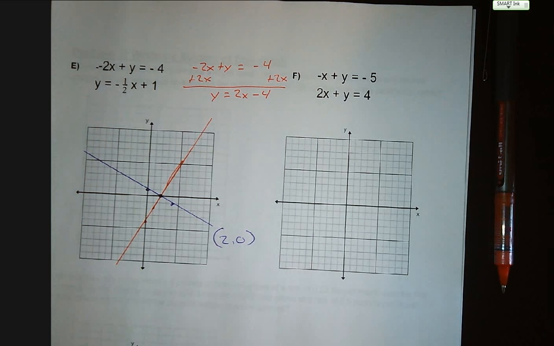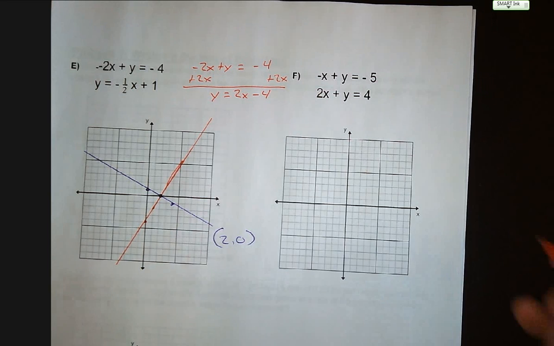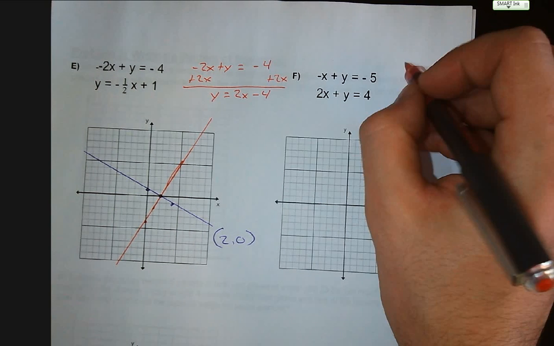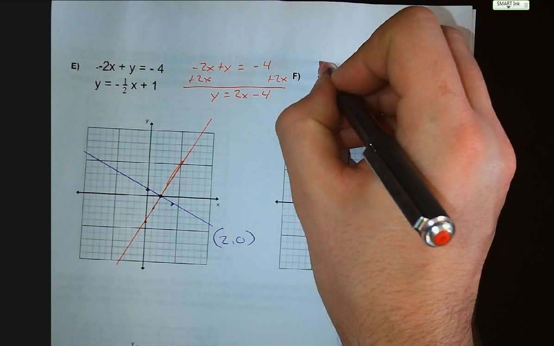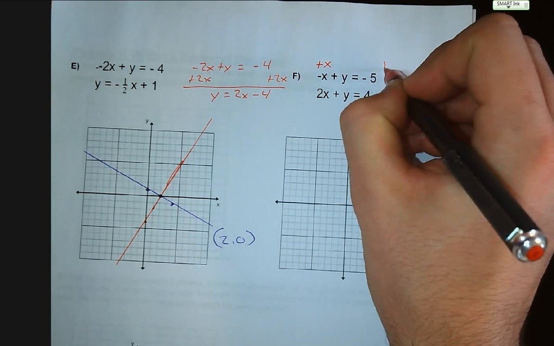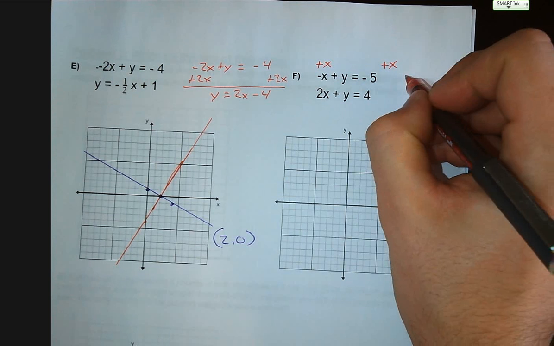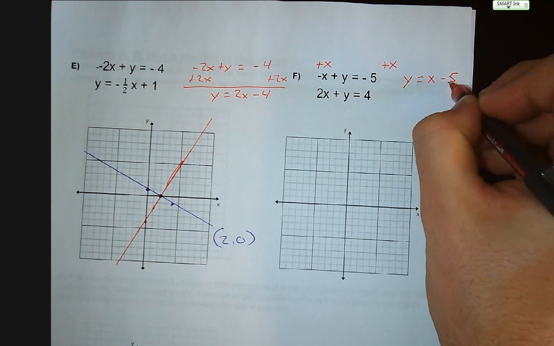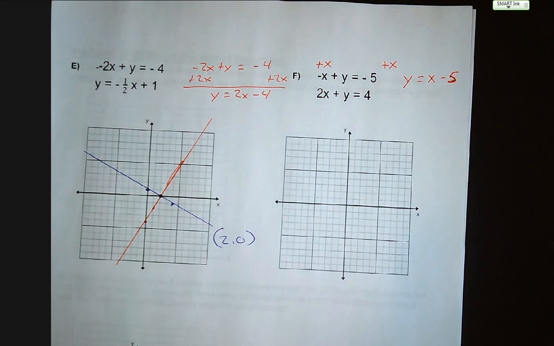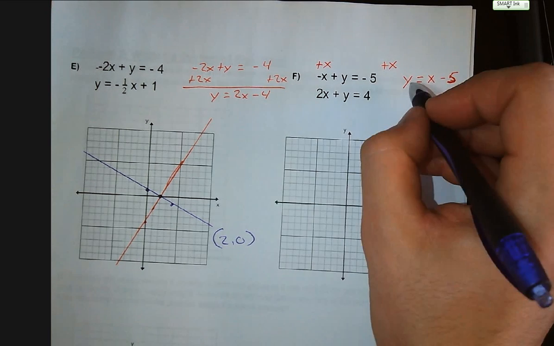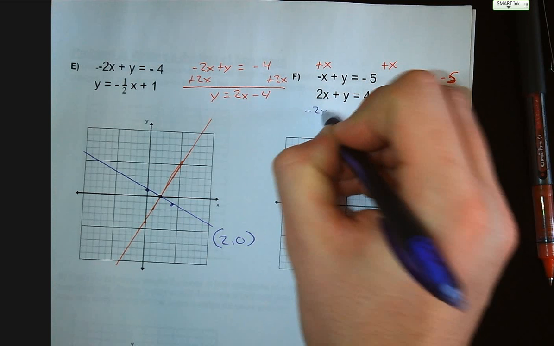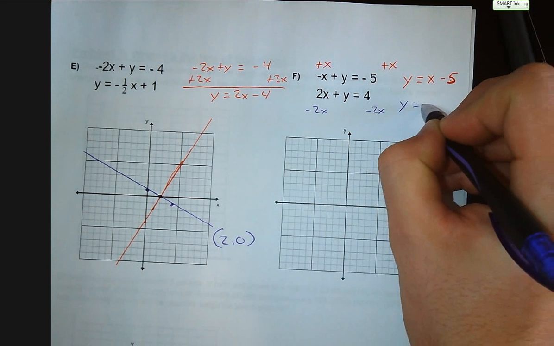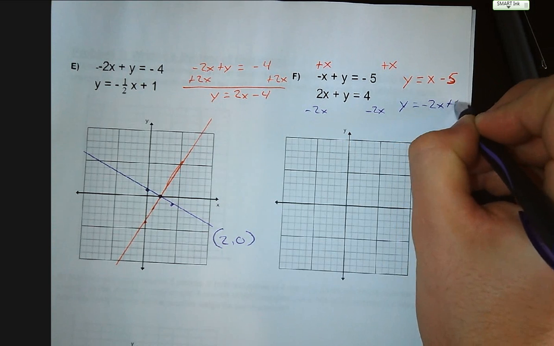Okay, letter F, we're going to have to convert both of our equations, but that first one is pretty easy. All we got to do is add x to both sides. So we're going to get y is equal to x minus 5. And our second equation is also pretty easy. We just need to subtract 2x from both sides on that one. So we get y is equal to negative 2x plus 4.